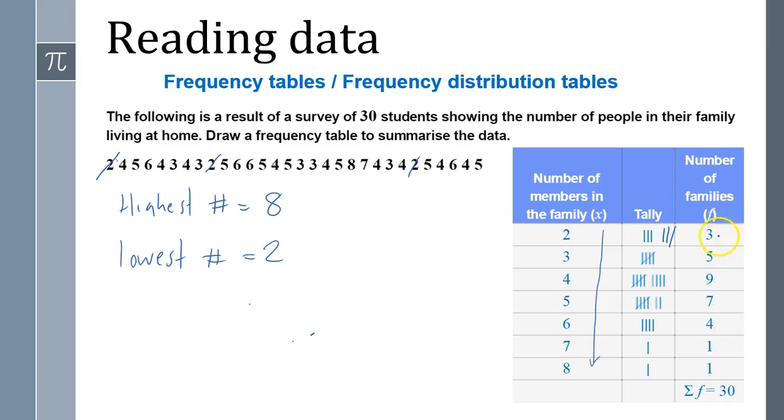Once all those are done, you count up your frequency here. You can see this little sigma sign again. That means sum. So sum of all the frequencies added up is 30, which is what we want because our question says that there are 30 students. So not too hard. The next one's going to get a little bit harder. So if you want to pause on this and maybe make your own frequency distribution table out of this data, that wouldn't be a bad idea.